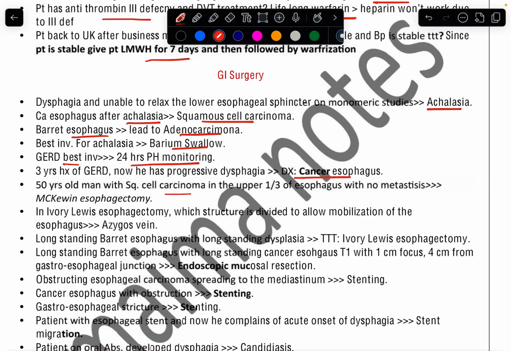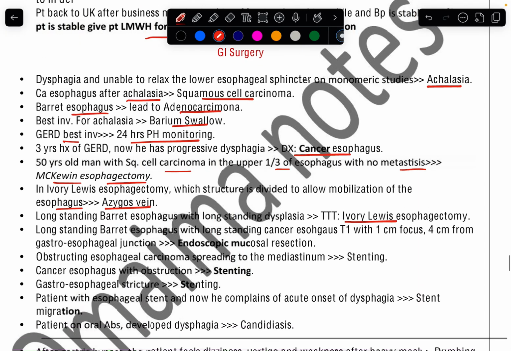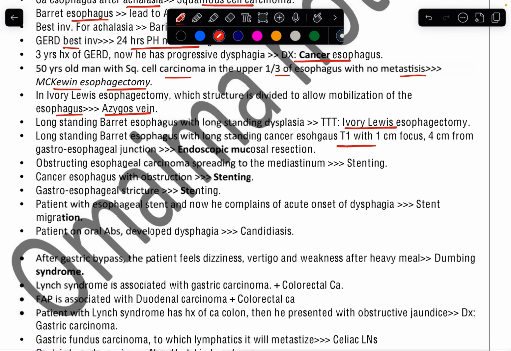50-year-old man with squamous cell carcinoma in the upper third of the esophagus, no metastasis: McKeown esophagectomy. Azygos vein is divided to allow mobilization. Long-standing Barrett's with long-standing dysphagia, treatment is esophagectomy. Long-standing Barrett's with cancer T1, 1 centimeter, limited to mucosa: endoscopic treatment.